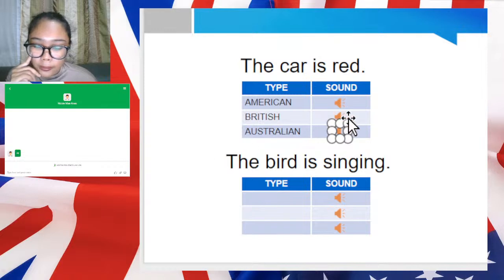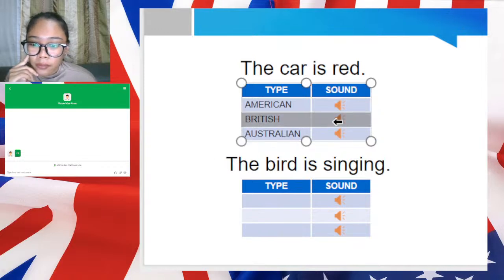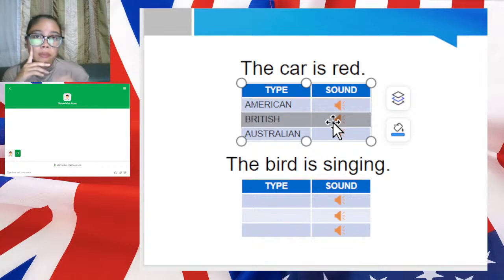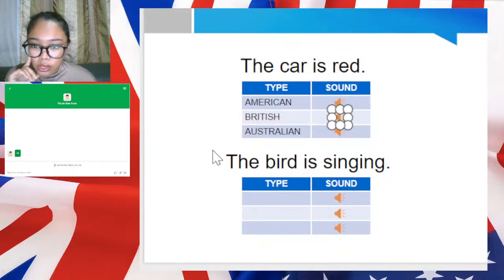So here, Australian English is also non-rhotic, but it usually does not drop the letter R sound completely, unlike British English.